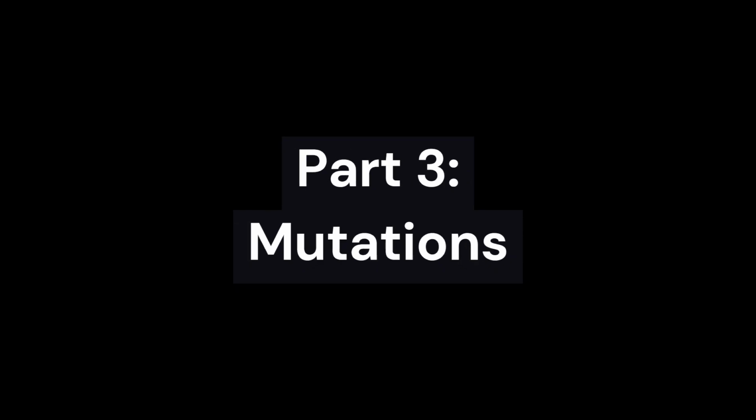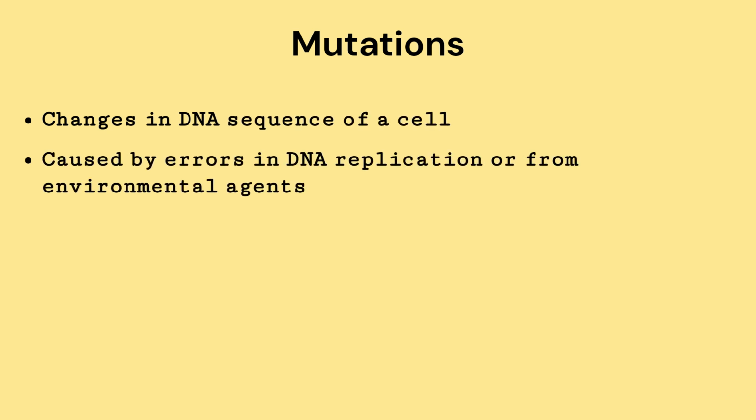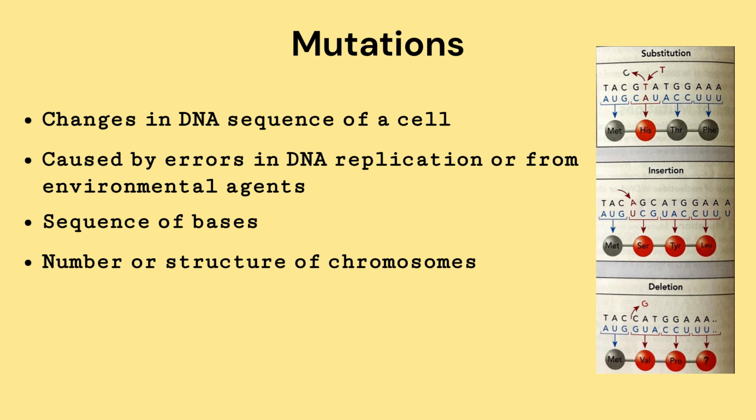Part 3. Mutations. A mutation is an alteration in the base sequence of DNA, which can occur as a result of errors in the process of DNA replication, or by certain chemical or physical environments. Mutations can occur in one or several parts in DNA, called point mutations, by substitutions, insertions, and deletions, or even with whole sections of chromosomes. The factors that cause mutations are known as mutagens.